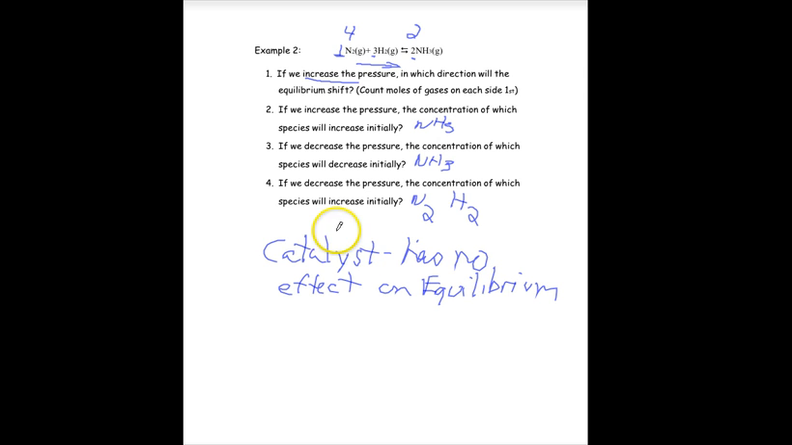So they might try and fool you on it, saying, if we put a catalyst, what direction is it going to shift in? It's not going to shift in any direction because a catalyst speeds up the forward and the reverse reactions equally. So they kind of cancel each other out. And that is the final lesson for Le Chatelier's principle, and there is one more.